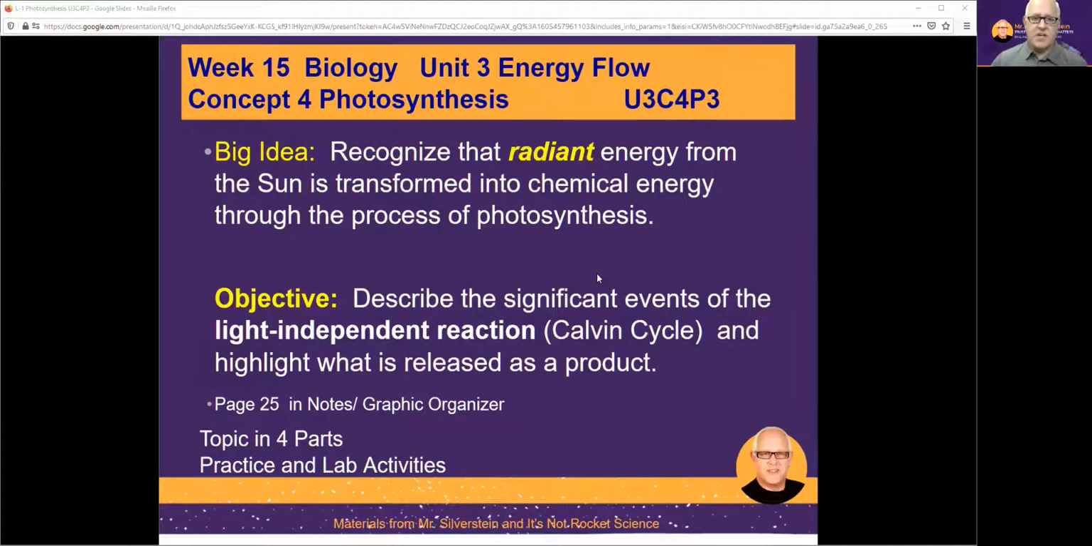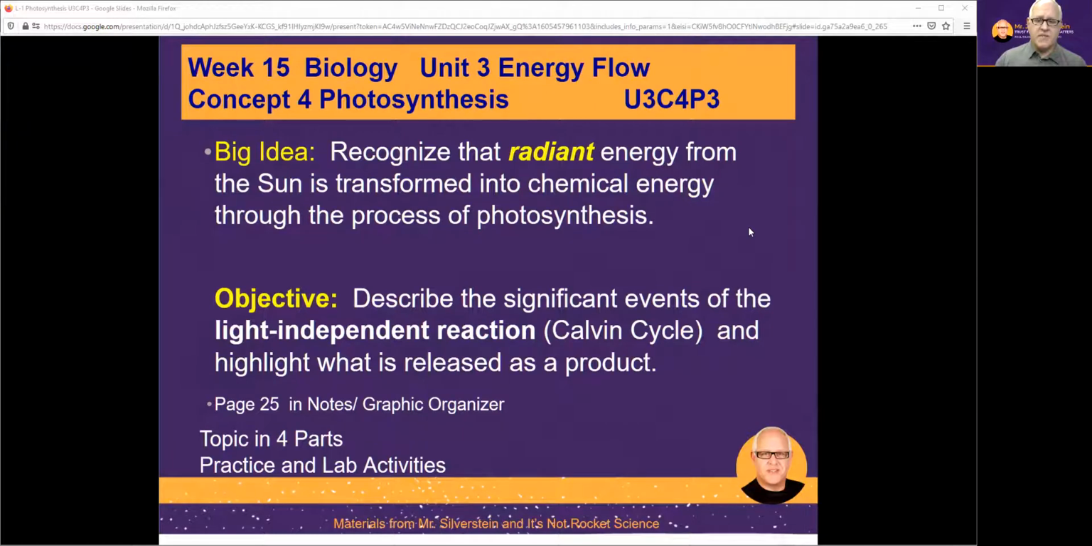And so this is part of our energy flow unit, concept 4 on photosynthesis. We had already worked with looking at the overview of photosynthesis and the light-dependent reaction. Today we're going to move into part 3, which is dealing with the light-independent reaction. So let's go back to our big idea and recognize that radiant energy from the sun is transformed into chemical energy through the process of photosynthesis.